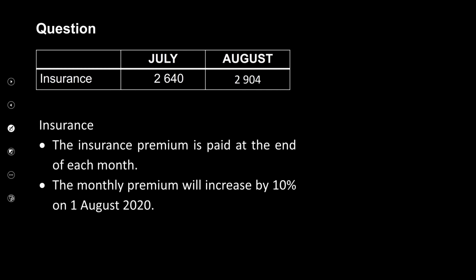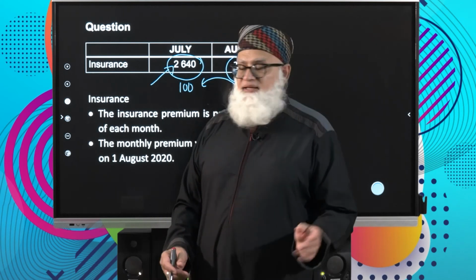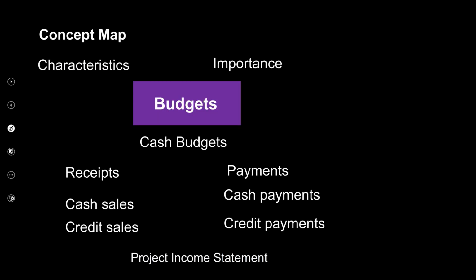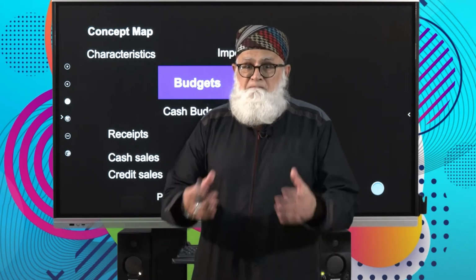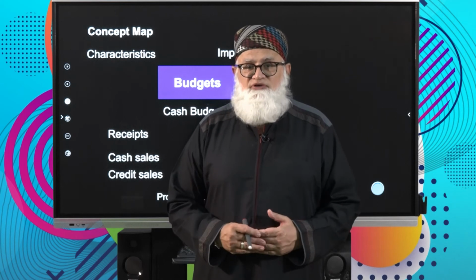Here we go. This is our final figure. 2,640 was my answer based on the 2,904. So in terms of percentages, this was your 110% and this was your 100%. As you can see, it increased by 10%. Okay, so that's how you go about doing a calculation where they give you the increased amount and you have to work out the amount prior to the increase. Okay guys, in this particular segment, we focused on specific calculations on how to complete the cash budget based on information that is provided to you.